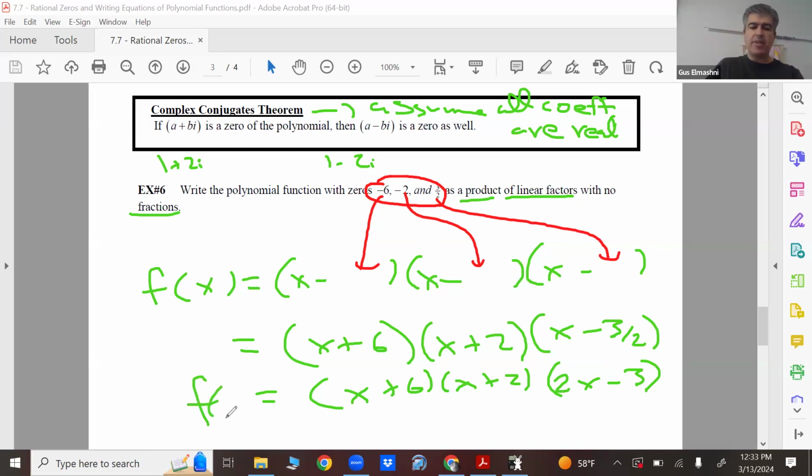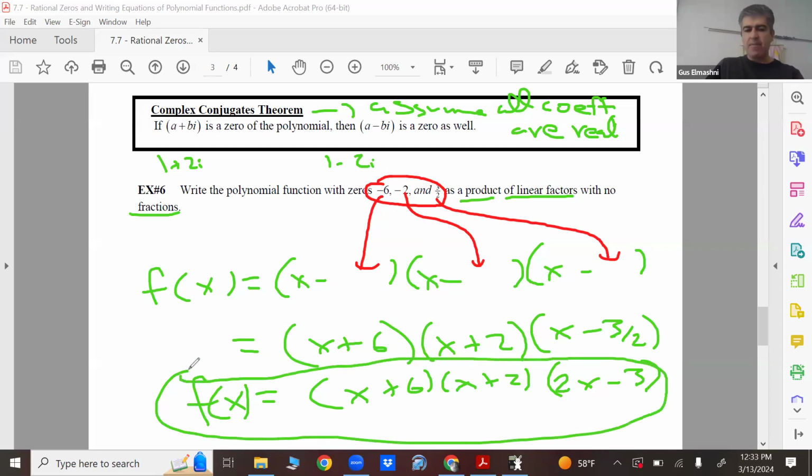Usually I leave the answer like this, because you are writing a function after all. Just say f of x equals that. If you put 0 equals that, I wouldn't fault you for that. But in general, you should write f of x. And the zeros are when you replace f of x with 0 and solve for x. So we're good? Okay.